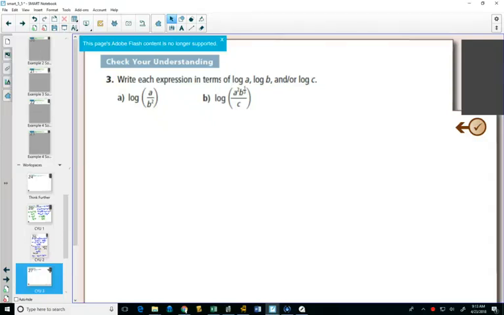Now we begin practicing the opposite. In our first two examples, we practiced combining as a single log or simplifying. Now we're going to practice doing the opposite, which is sometimes called expanding. So you might see this question and it says expand completely.